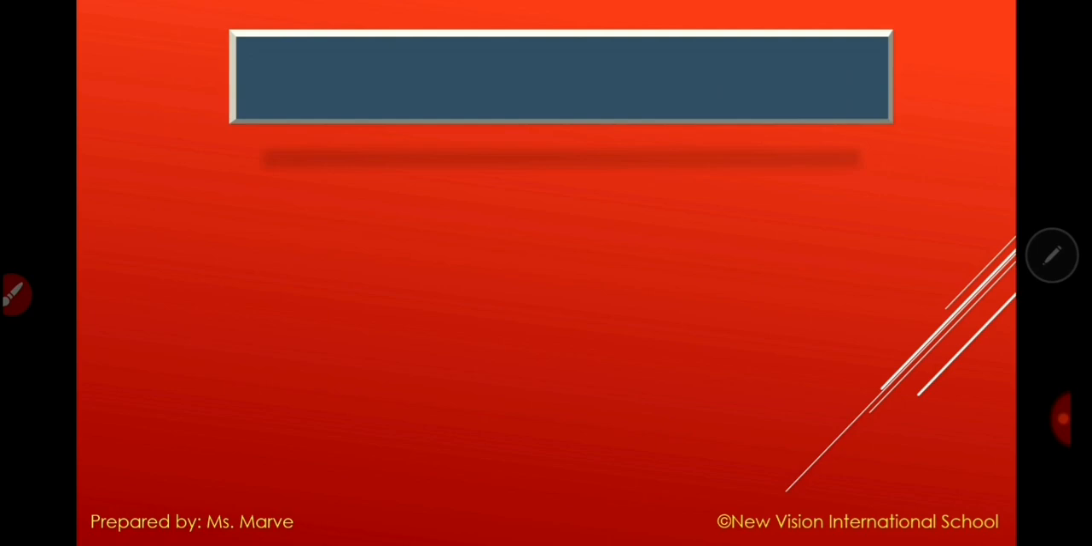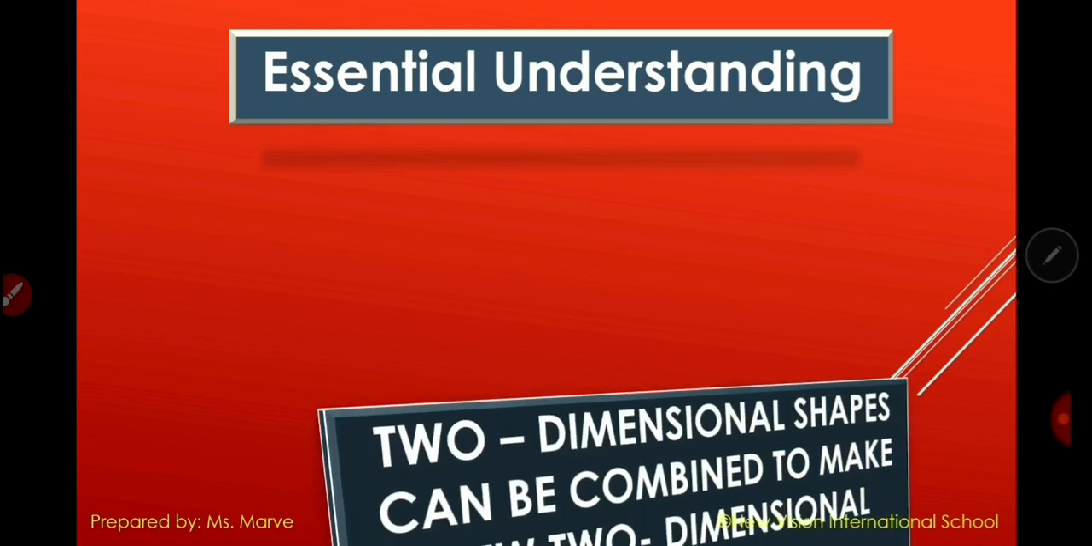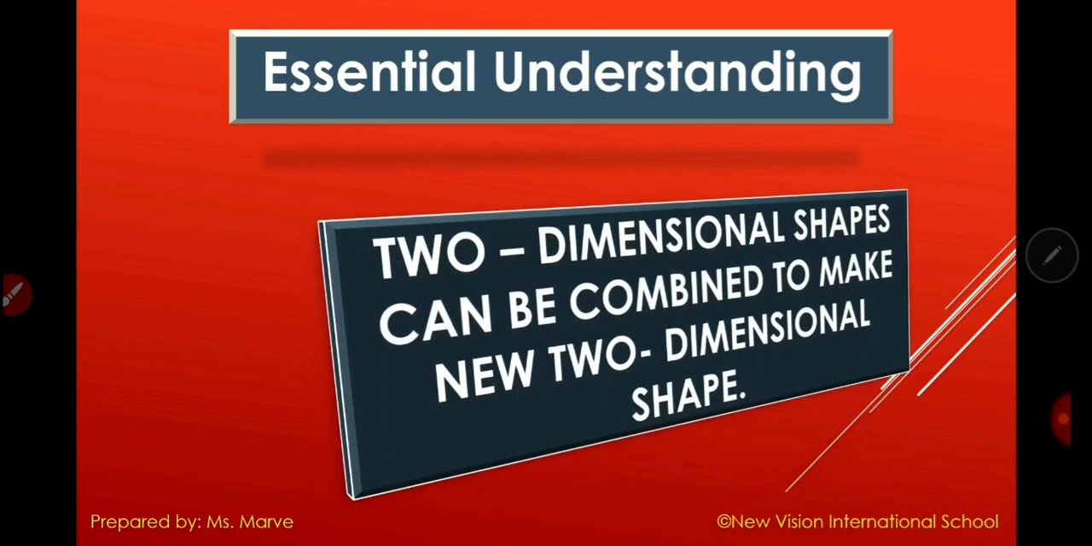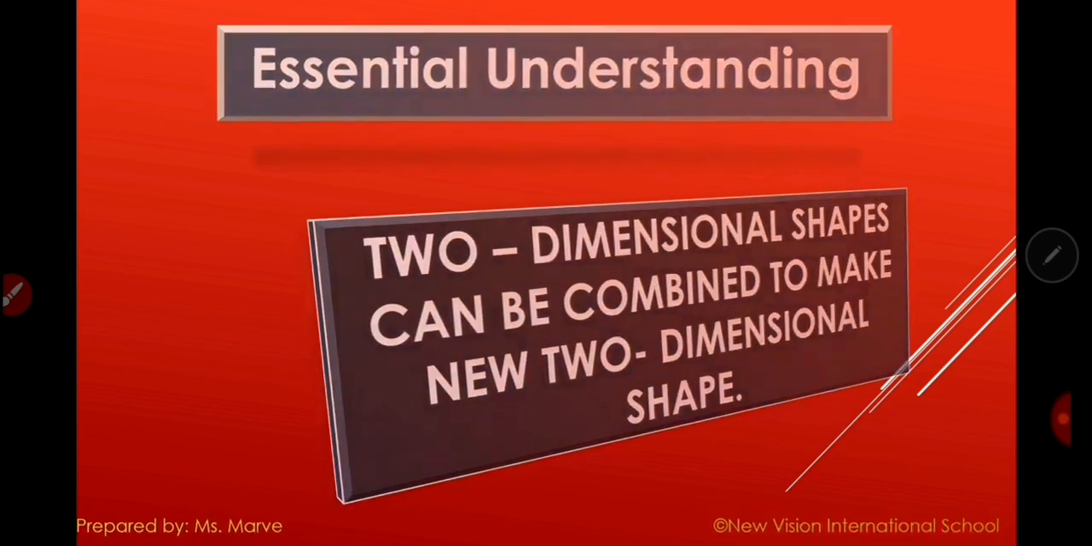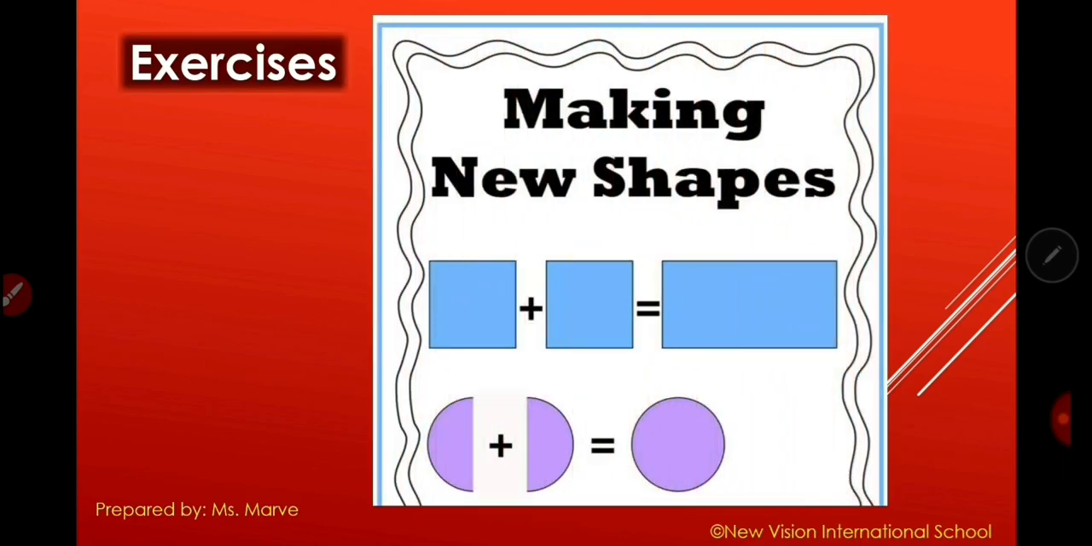Let's try to remember and read together the essential understanding of this lesson. Again, two-dimensional shapes can be combined to make new two-dimensional shapes. Okay, here's some examples. In making a new shape, you need to use two or more smaller shapes to make a new shape. Like for example, here we have a rectangle. This rectangle is the result of two squares.